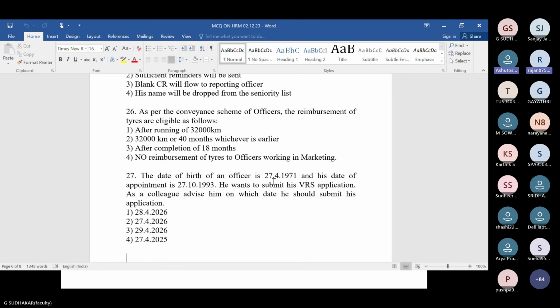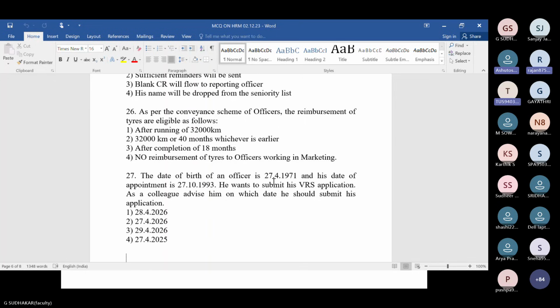Sir, the answer is 3. 1993, 2003, 2013. So in 2013 itself he has completed 20 years. My question is about submission for full pension. The option in the answer is wrong, so you have to mention 2013.